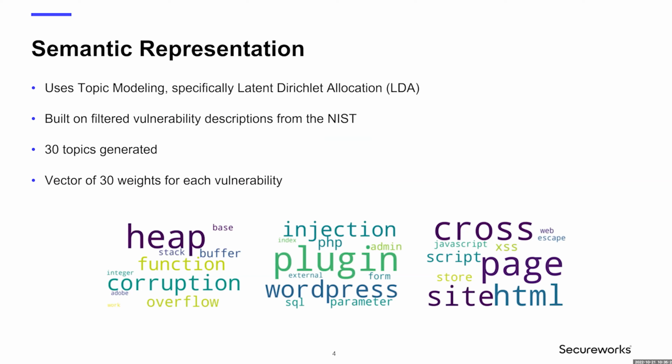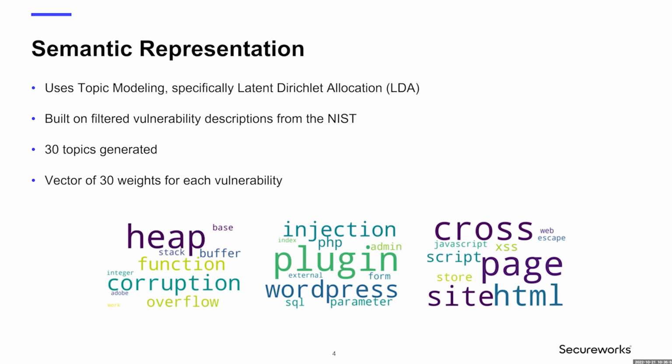And to do this, the first step is to build a semantic representation of historical vulnerabilities. As we all know, when vulnerabilities are disclosed and published by the NIST, one of the big information parts with vulnerabilities is the vulnerability description. So we've decided to use a topic model approach to build topics around historical vulnerabilities to have a semantic representation and essentially be able to use the description to build models.